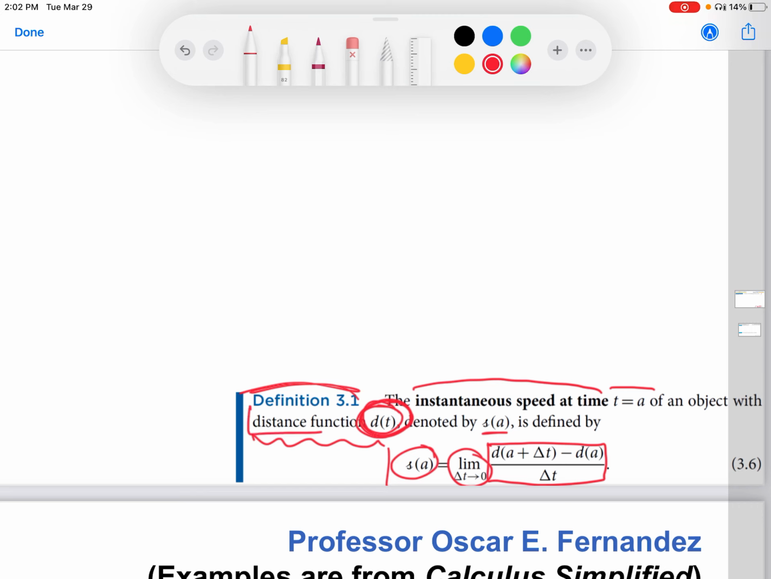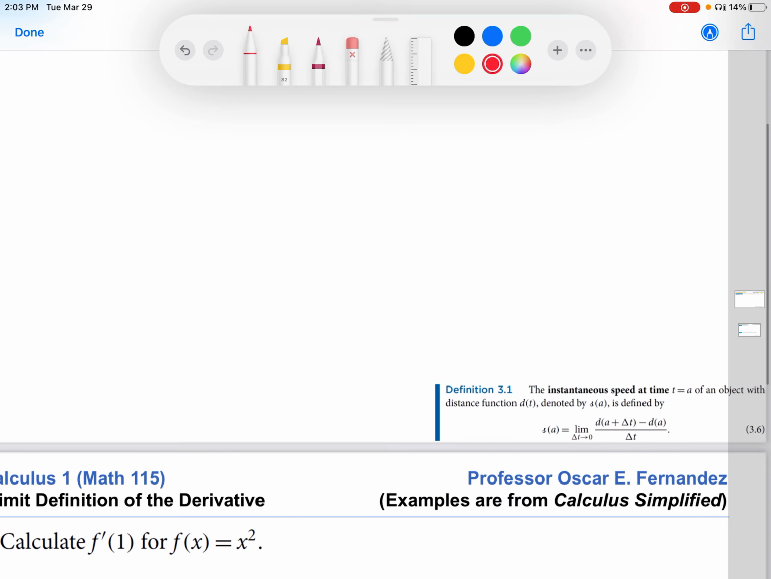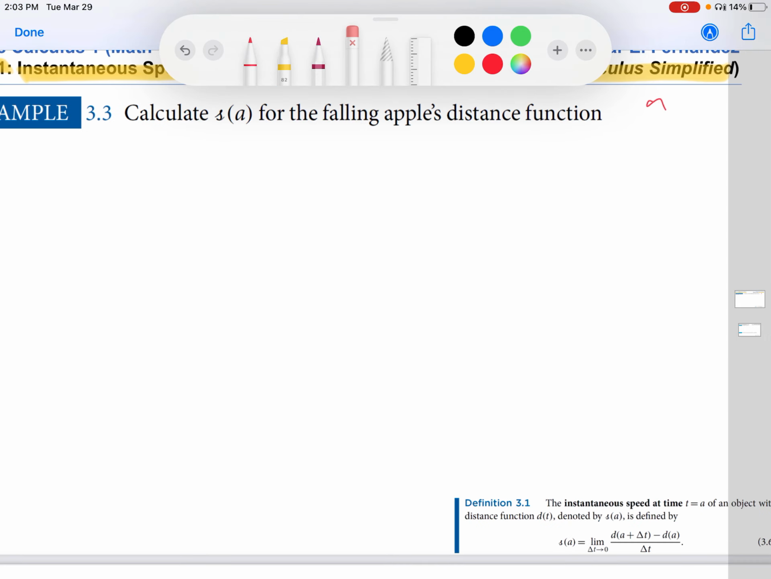For any real world distance function, the limit will exist. Objects in the real world, where we model them with distance functions, have speeds. So there's no worry that the limit won't exist for a real world object.